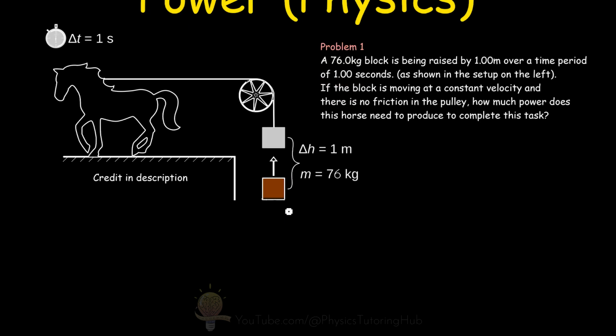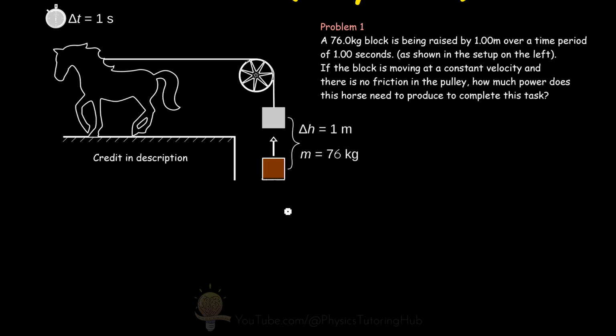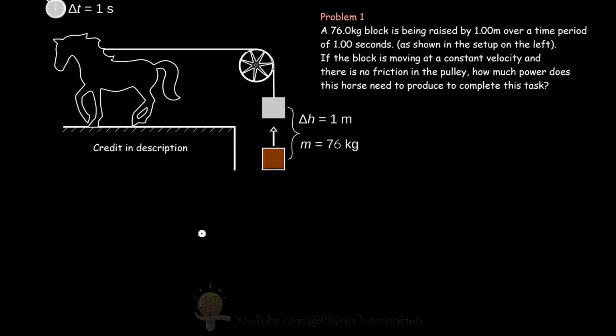So let's first write out our equation for power. As we stated a few moments ago, power is equal to the work done divided by the time over which that work is done. And because our force here is acting in the same direction as the motion of the block, we can simplify work to force multiplied by distance over delta t. So power is the rate at which work is done.